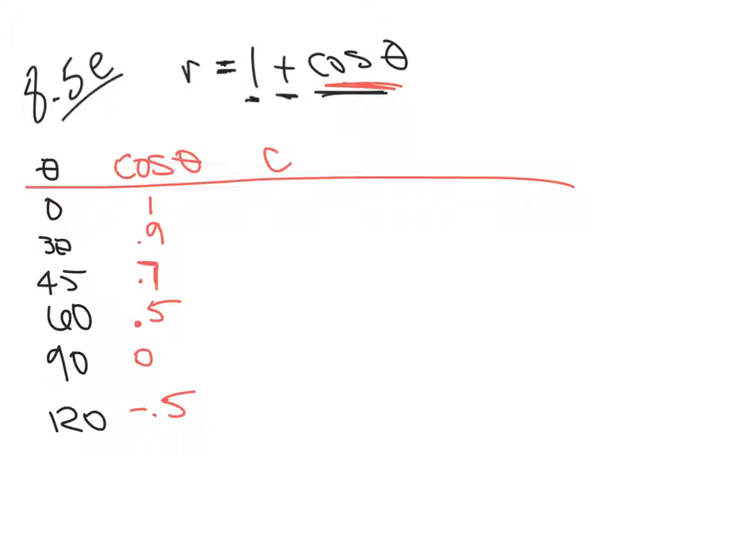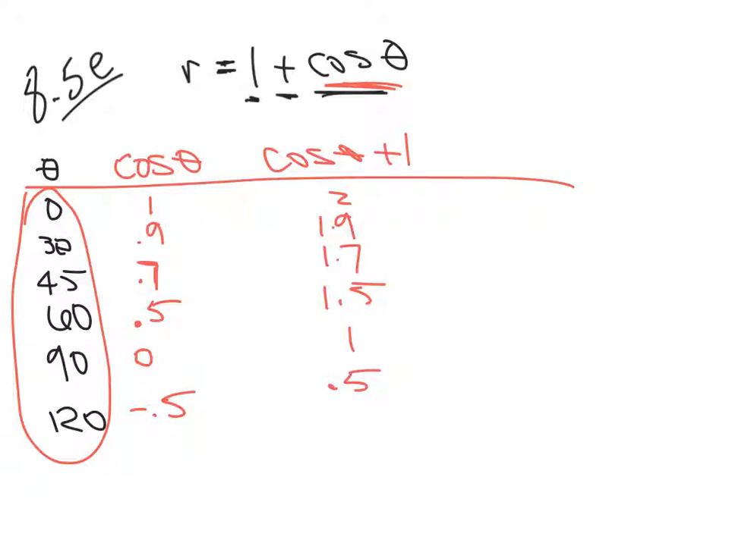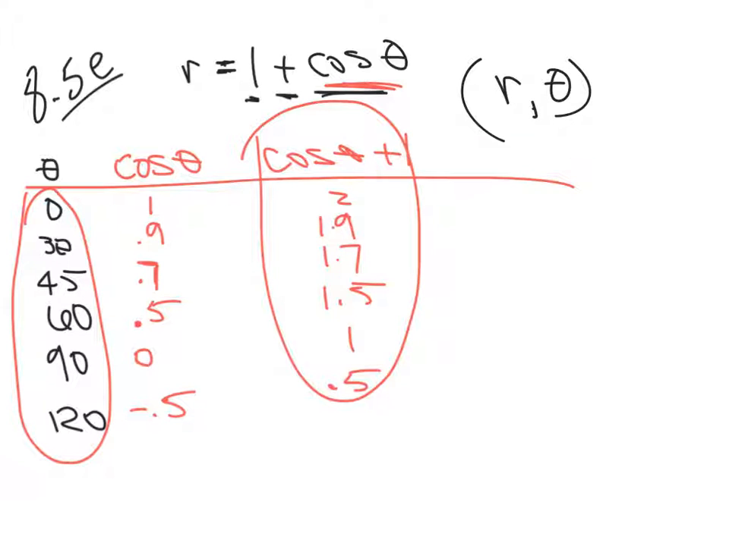Now we're going to add 1. Cosine of theta plus 1. So 1 plus 1 is 2, 1 plus 0.9, 1 plus 0.7, 1 plus 0.5, 1 plus 0, 1 plus negative 0.5. It's going to give me that. This is what I need, because this is equal to r. Remember, when we're graphing, we're looking for r and we're looking for theta. So here are my r's, and here are my thetas. I'm just going to correspond those.